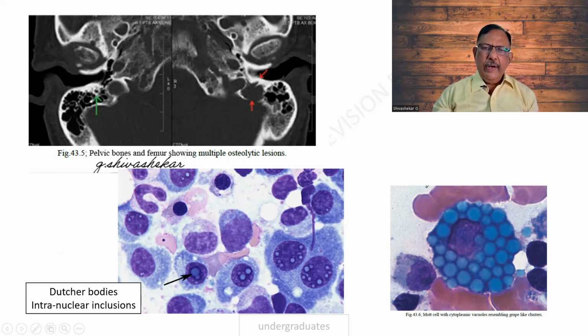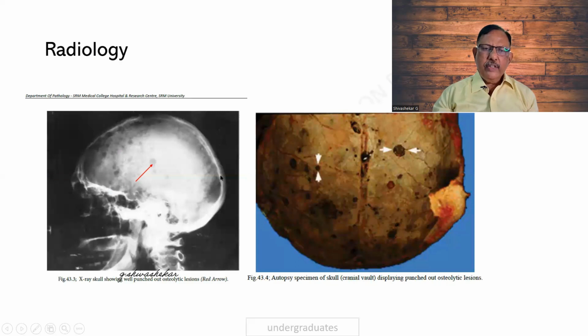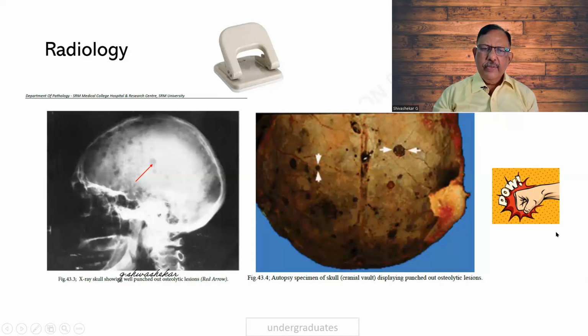And look at the flat bones which are involved. They are having osteolytic lesions which are present. That is also seen. This is called a classical punched out lesion in the skull, and this is an autopsy specimen of the same. Remember this, punched out.